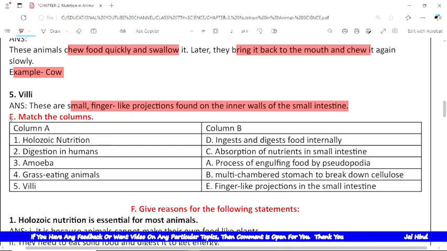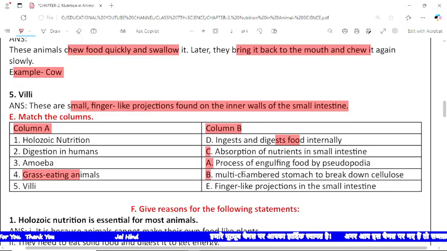And the next is the matching questions. We have to match from column A to column B. I have already matched the answers, so it would be easy for you. Holozoic nutrition, that is D, ingest and digest food internally. The next is digestion in animals. C is the correct option, that is absorption of nutrients in the small intestine. The third is amoeba, and the correct option is A. You have to match it with A, the process of engulfing food by pseudopodia. And the next is grass-eating animals. You have to match with B, that is multi-chambered stomachs to break down the cellulose.